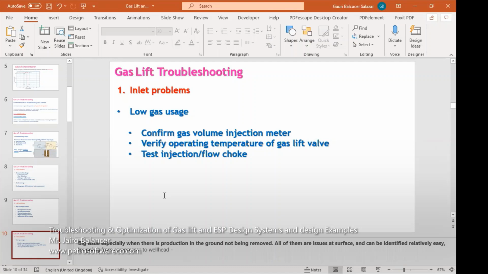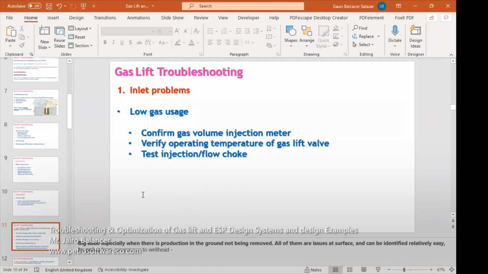Why the temperature? Remember that the gas lift valves are tested in the shop at a defined operating temperature. And if the temperature is different, of course, we are talking about different conditions. So the gas injection is not working properly at the optimum condition. Also test the injection of the flow choke.